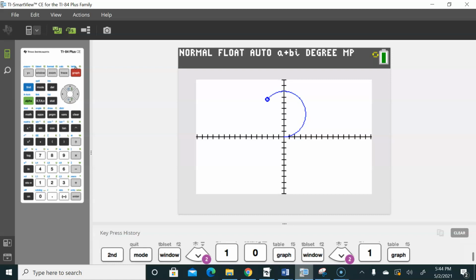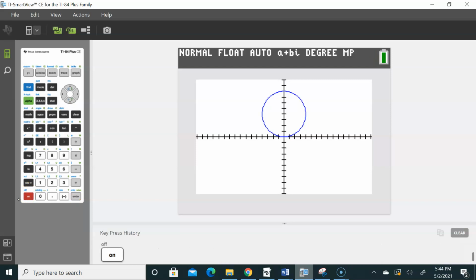Now the other thing is, I don't want to do this forever. I'll let it go one time around. If you want to stop the graph from graphing, you hit the enter key, it'll pause the graph. Hit enter again, it draws it. If you hit the on key, it stops the graph from working.